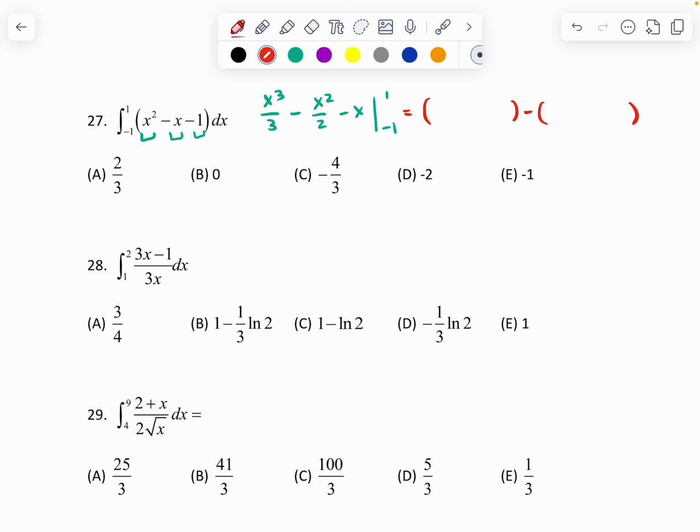Okay, so if I plug in a 1, 1 cubed is 1, so that's just going to be 1 over 3, minus, if I plug in a 1 into here, that's going to be 1 over 2, and if I plug a 1 into here, it's going to be a -1.